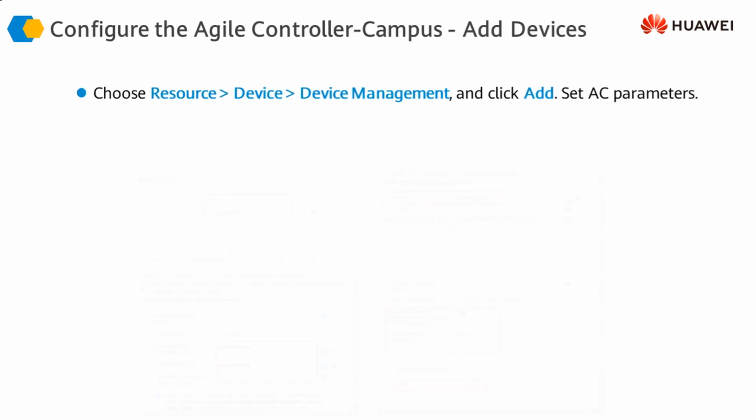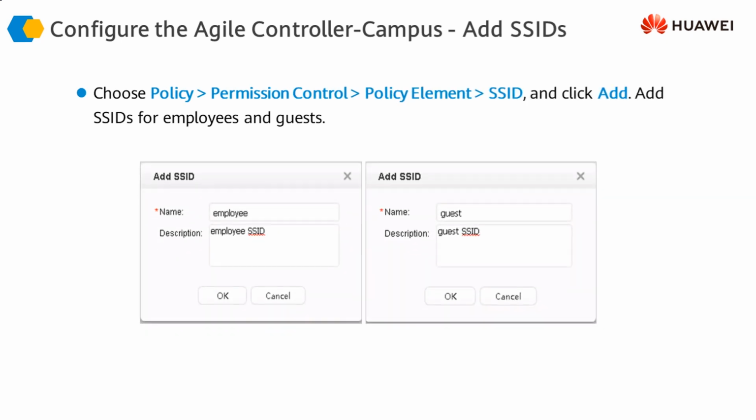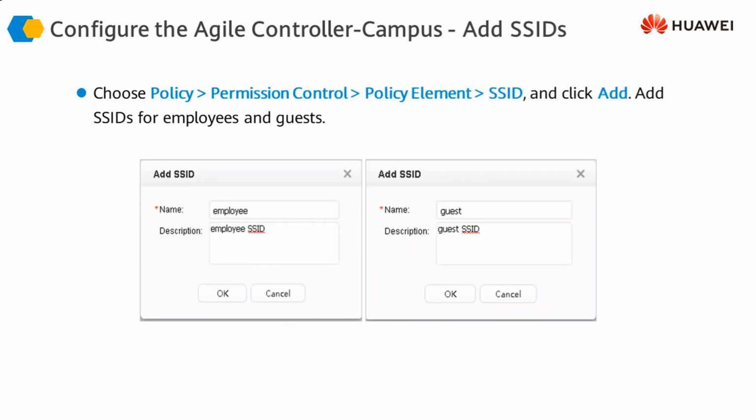Now let's take a look at the configuration on the Agile controller side. Once again, this configuration should be familiar to you. This is the RADIUS related configuration, and this is the IP address of the access controller, and this is the portal authentication related configuration on the controller side. Then we add the employee and the guest SSIDs. These SSIDs should be the same as on the wireless access controller.